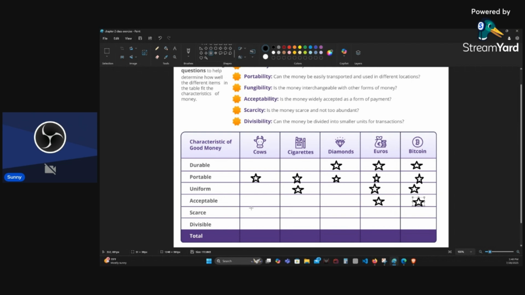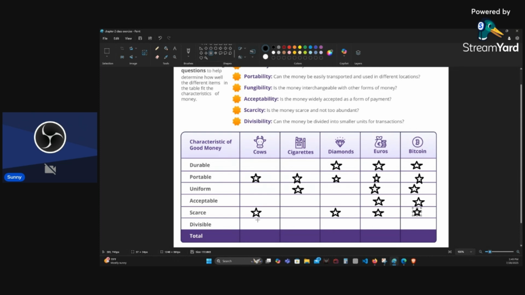Scarce, are cows scarce? We'll say yes. You know what I mean? I don't think there's an unlimited supply of cows. Cigarettes, no. You can create as many cigarettes as you want. Diamonds, yes. As far as we know, yes. Euros, yes. Fiat. Bitcoin, yes. 21 million. Divisible, no.